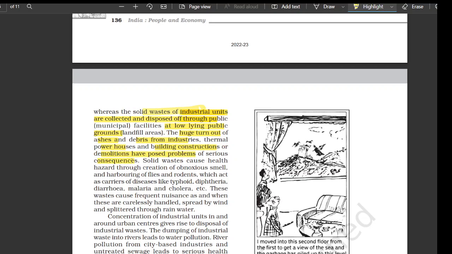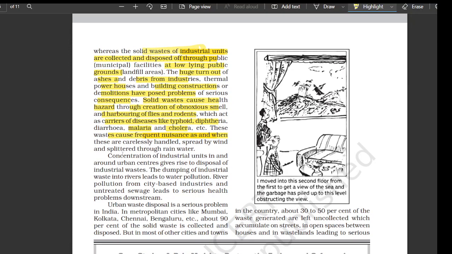Solid waste causes health hazards through the creation of obnoxious smell and harboring of flies and rodents, which act as carriers of diseases like typhoid, diarrhea, diphtheria, malaria, cholera, etc. These wastes cause frequent nuisance as and when they are carelessly handled, spread by wind and spilled through rainwater.